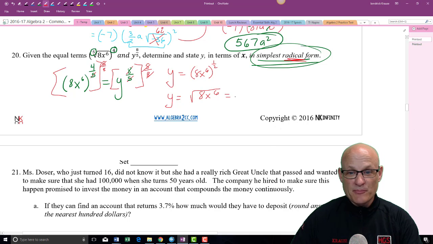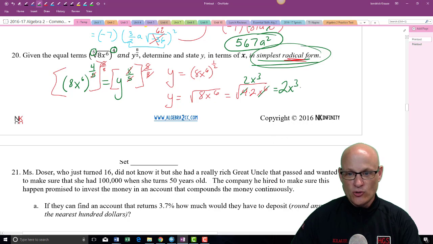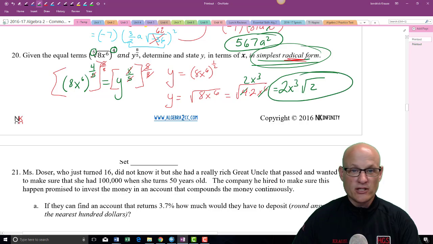Now I'm going to simplify it. Remember, we're looking for groups of 2. So square root of 4 times 2 times x to the 6th. Square root of 4 is 2. The square root of x to the 6th is x cubed. So my final answer is 2x cubed square root of 2. There it is, kids.